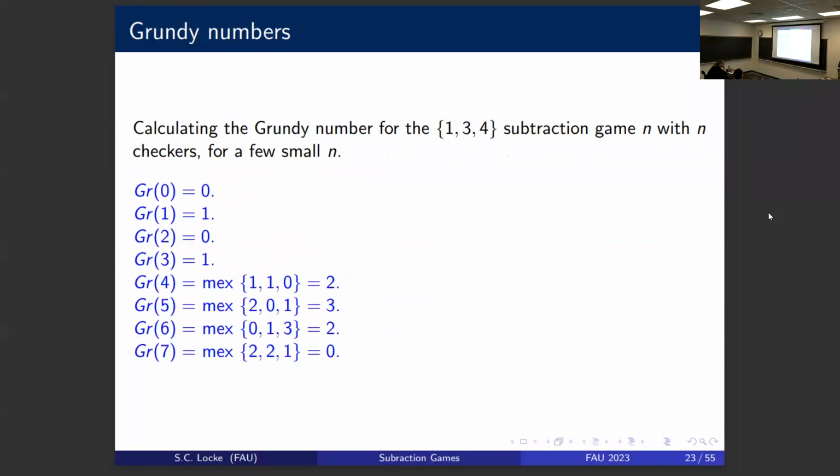Okay, so just to continue on a little bit: 0 is 0, 1 is 1, 2 gives me 0, 3 gives me 1, 4 gives me 2, 5 gives me 3, 6 gives me 2, 7 gives me 0 again. And actually, it starts repeating. So it goes 0, 1, 0, 1, 2, 3, 2, and then repeats. This one actually repeats.